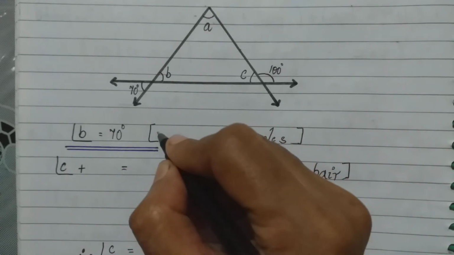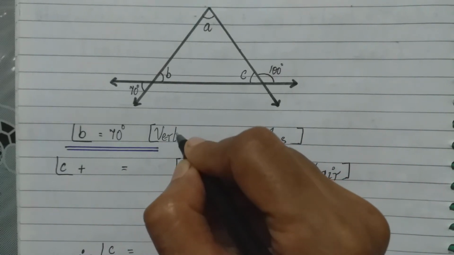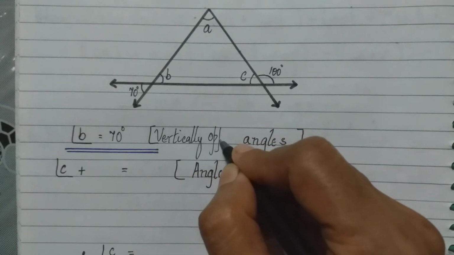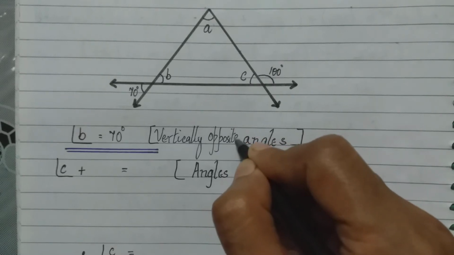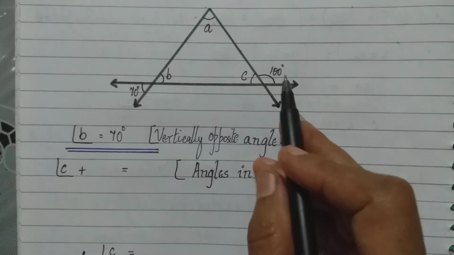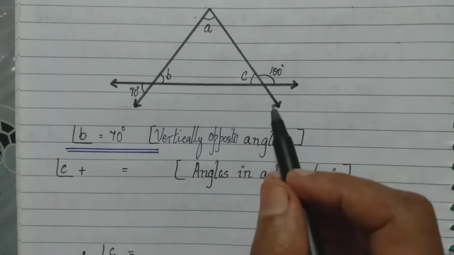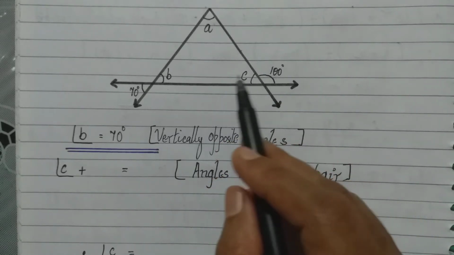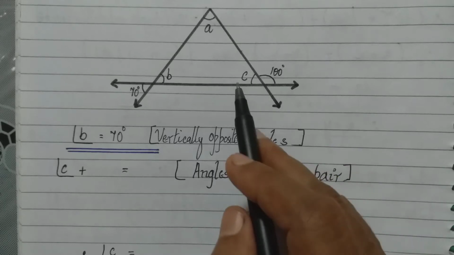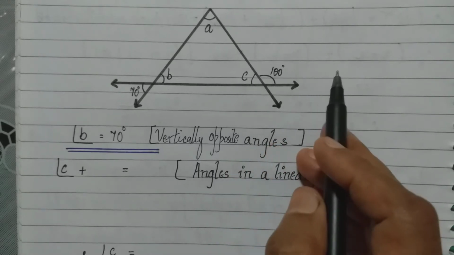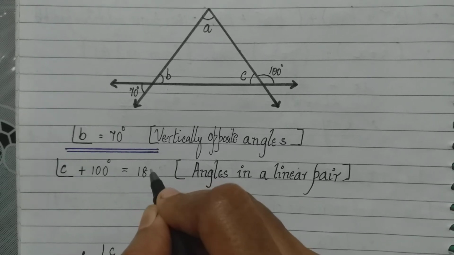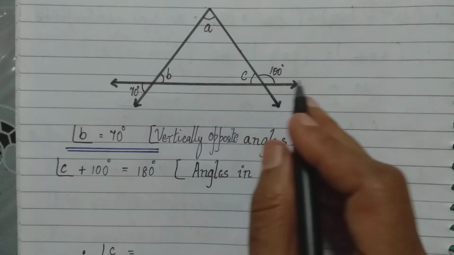What is the reason? Because it is vertically opposite angle. Now we look here, we see that the exterior angle is given to us as 100 degrees, but C we do not know. C and 100 degrees together form a linear pair, that is, they form a straight line with the sum of their measures is 180 degrees. So angle C plus 100 degrees is equal to 180 degrees because C and 100 degrees form a linear pair.